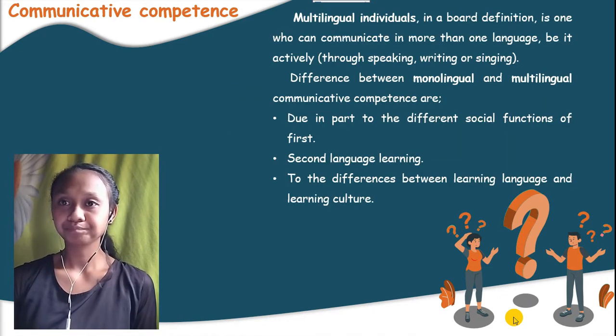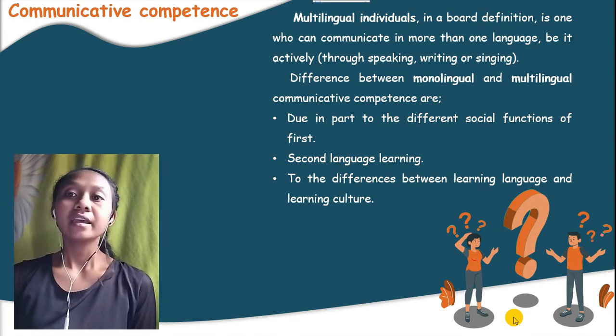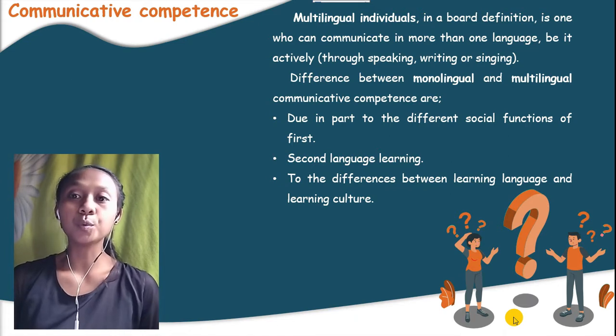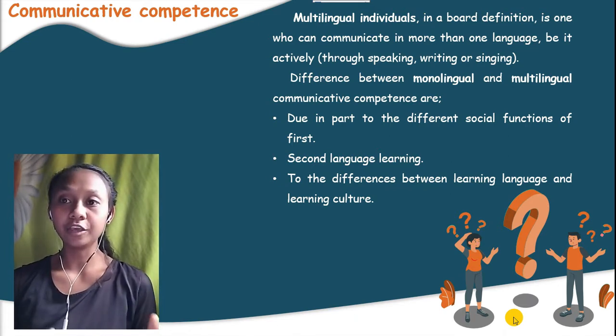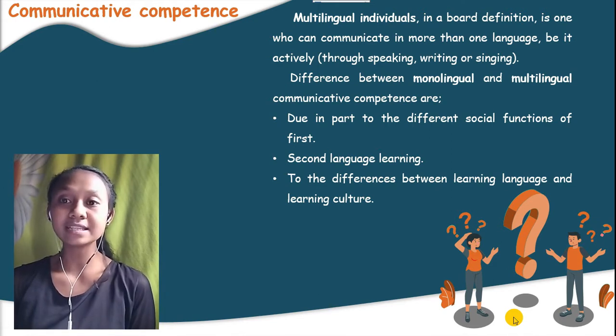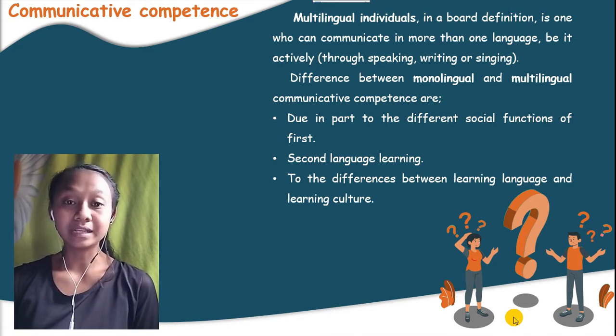And next, multilingual individuals. In both definitions, a multilingual is one who can communicate in more than one language, actively through speaking, writing, or signing. The differences between monolingual and multilingual communicative competence are, first, the different social functions of first and second language learning, and last, the difference between learning language and learning cultures.